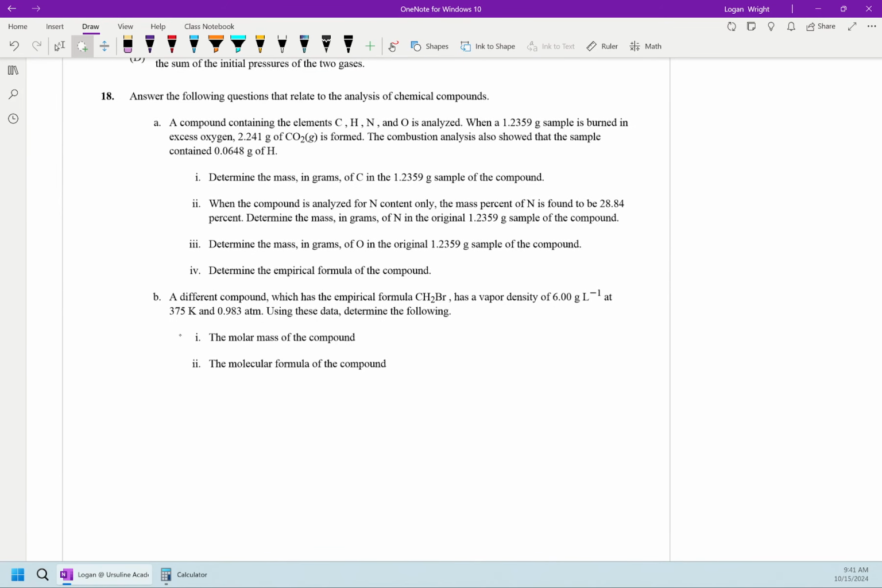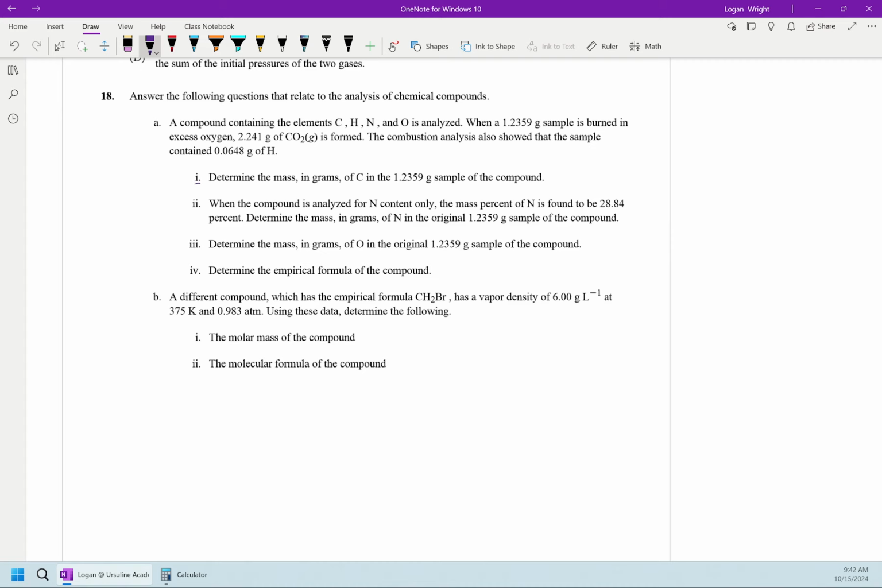A compound containing C, H, N, and O is analyzed. So we know what the 4 main elements are. They've probably done other tests, but they don't know the amounts of those elements. They know in fine detail the mass of their sample, and they burned it in excess oxygen to form 2.241 grams of CO2. And when they analyzed it, they found that it contained that many grams of hydrogen. So we know of the 1.23 grams of CHNO, whatever that is, 0.06 grams of it came from hydrogen. Our goal is to be able to figure out the mass of all of the other things.